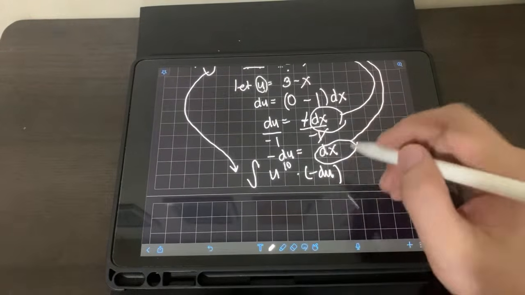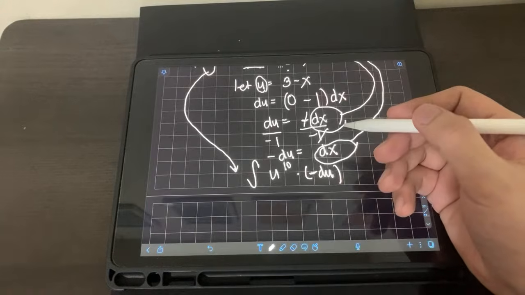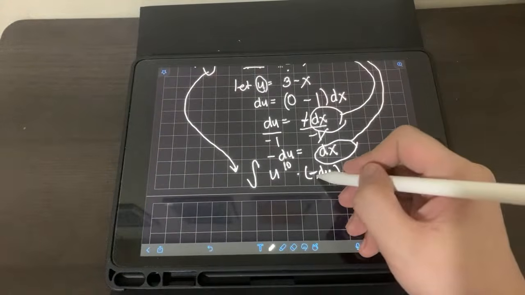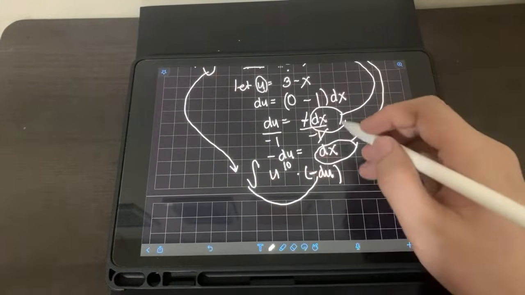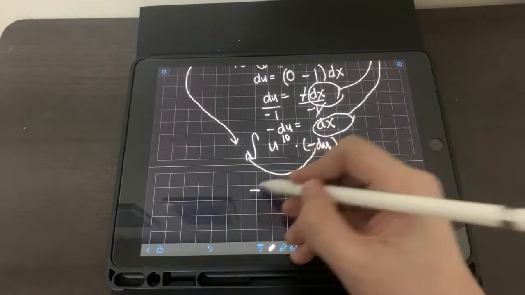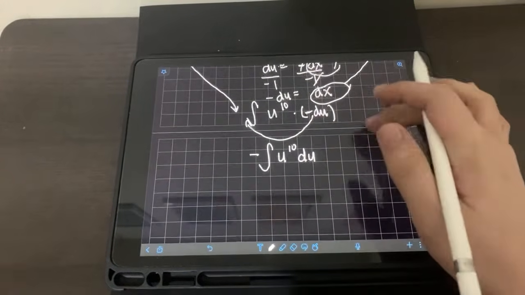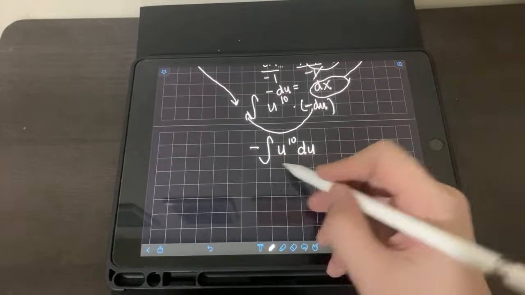Okay? And then, this negative means it's a constant of negative 1, right? So, when you have a constant, pwede nyo lang igilid dito. So, magiging negative integral of u to the 10th du.